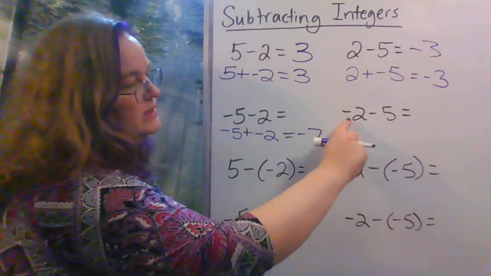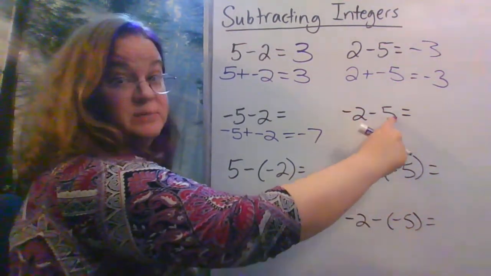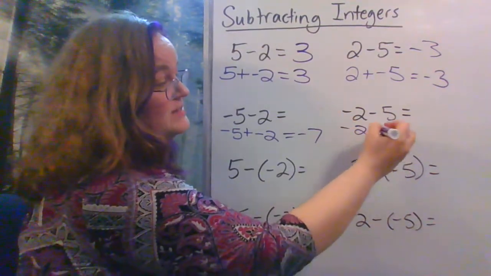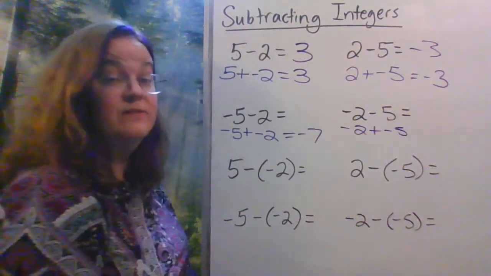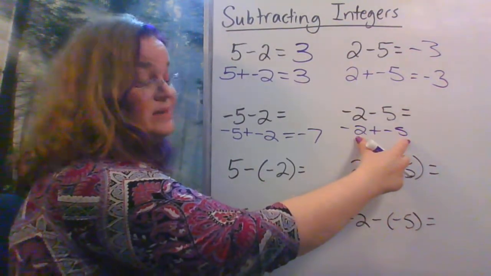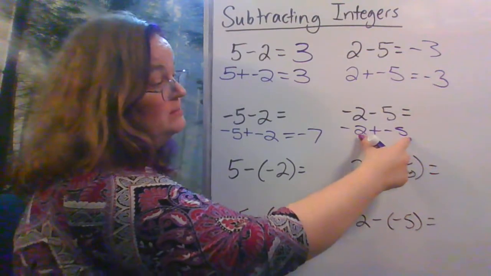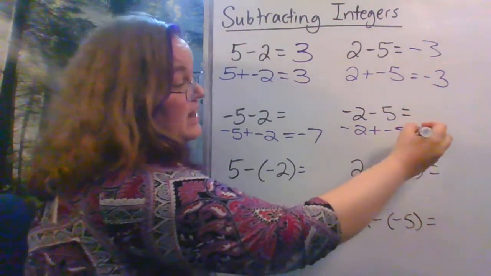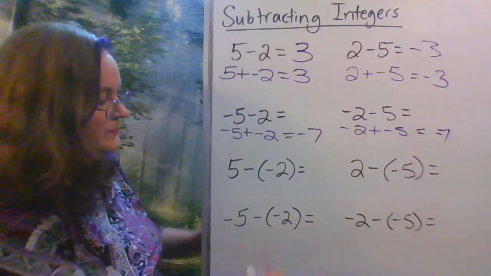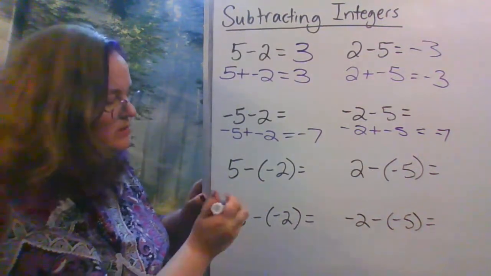When I look at this one, again, negative 2 minus a positive 5. Subtracting positive 5 is the same as adding negative 5. Then I can use my rules for addition. I have a negative plus a negative, which means the signs are the same, so I just add them together like normal, and it's just negative 7. Okay? Now these ones look a little bit weirder.